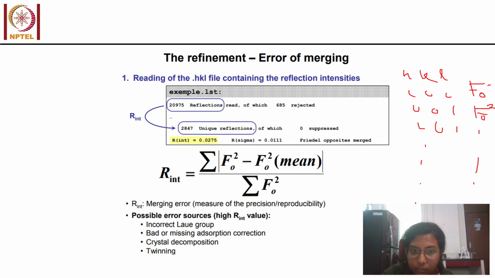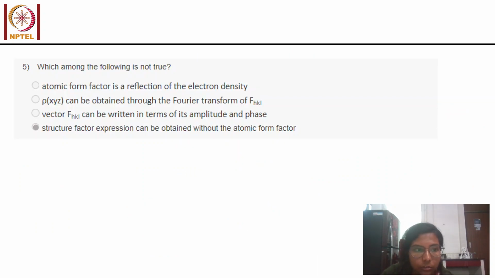So we were here, right? This was the next question: which among the following is not true? We can see the statements one by one. The first statement was that atomic form factor is a reflection of the electron density, which is obviously true. Then the next one is that rho xyz, which is the electron density, can be obtained through the Fourier transform of the structure factor HKL. So this is also again true.